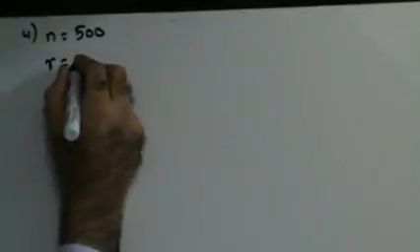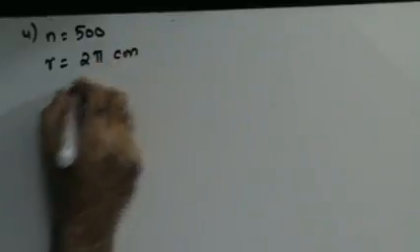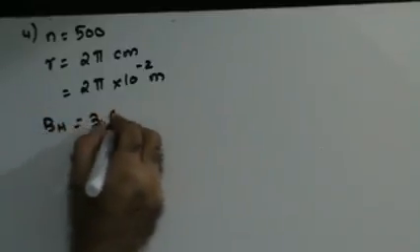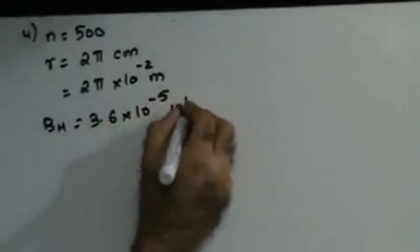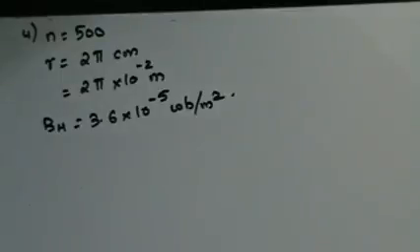A tangent galvanometer has 500 turns of radius 2 pi centimeters. If the horizontal component is 3.6 into 10 raised to minus 5 Webers per meter square, find the reduction factor.